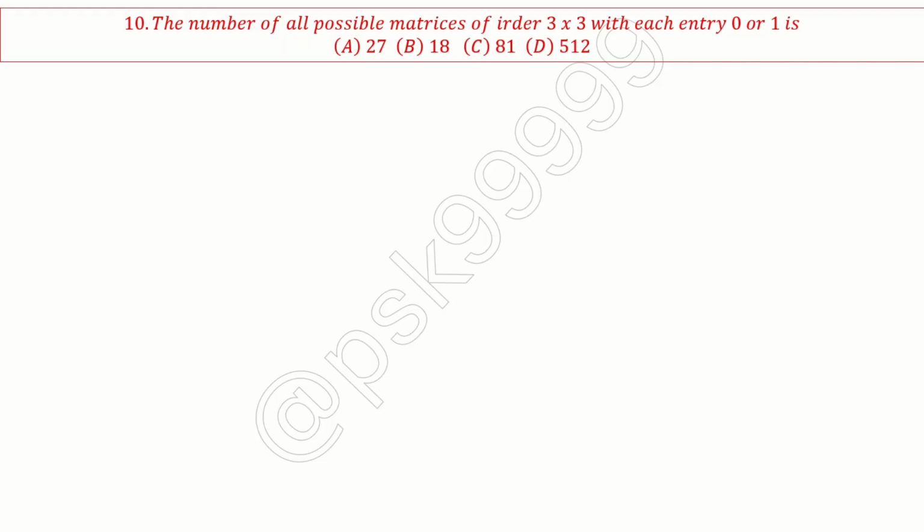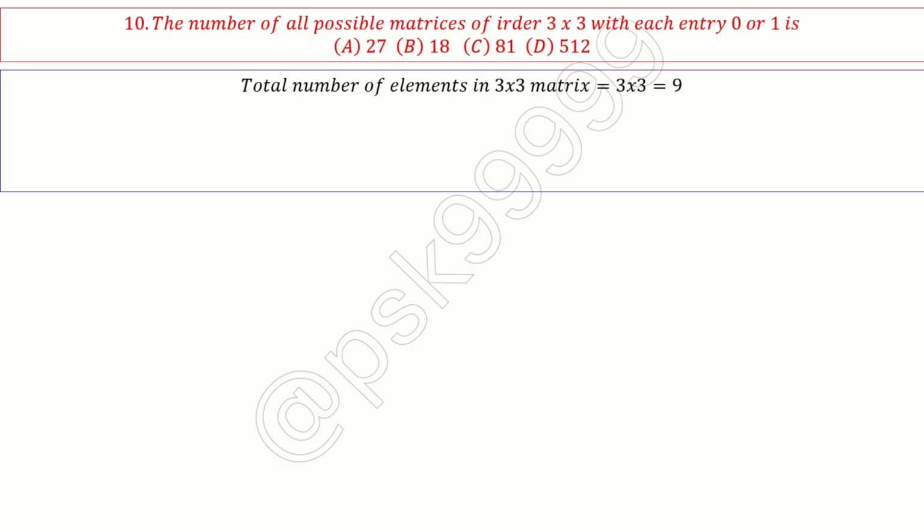Okay, each element has two options. Now how many total possibilities are there? There are 9 elements. So 2 into 2 into 2 up to 9 times, which is 2 to the power of 9. That is 512. Correct? So that's what the answer is.